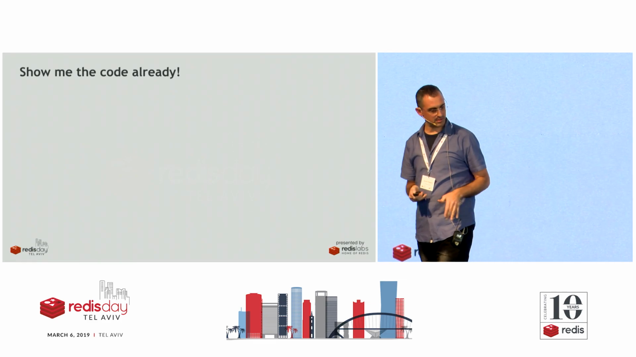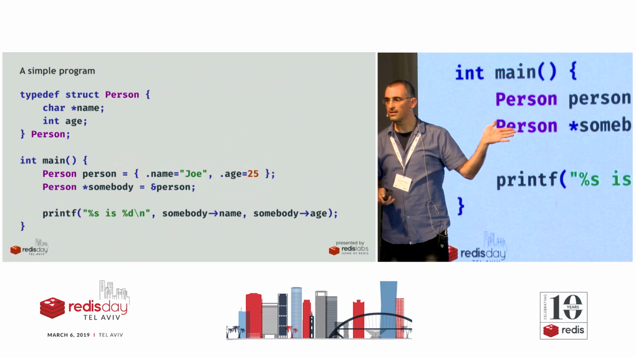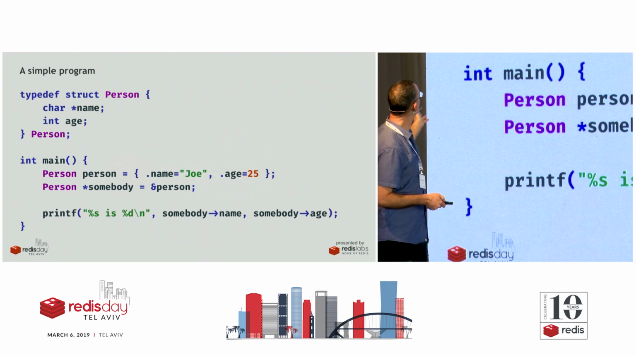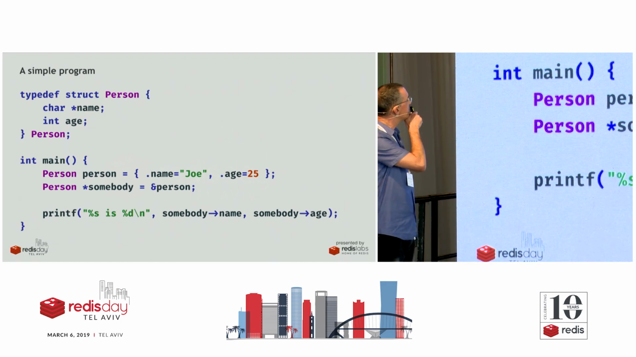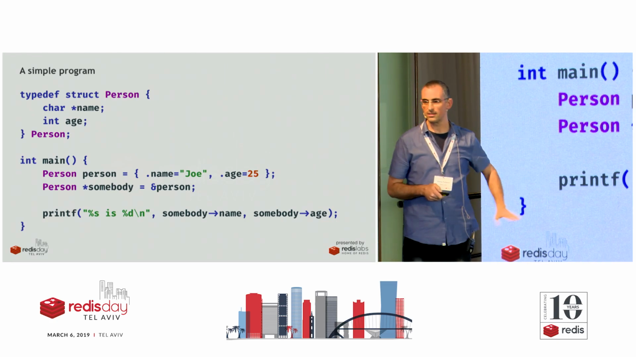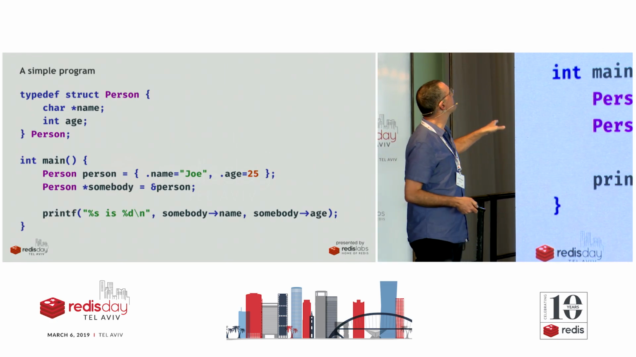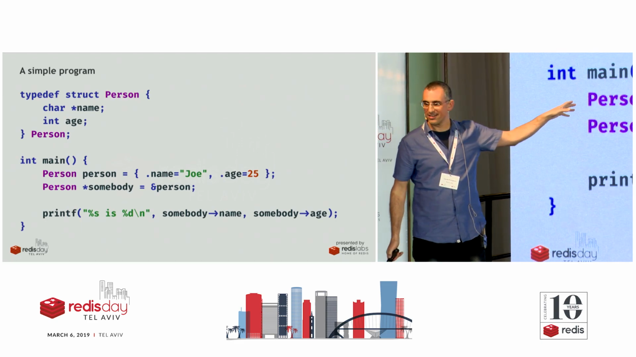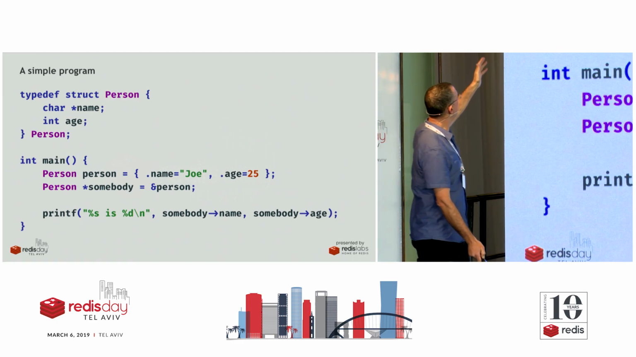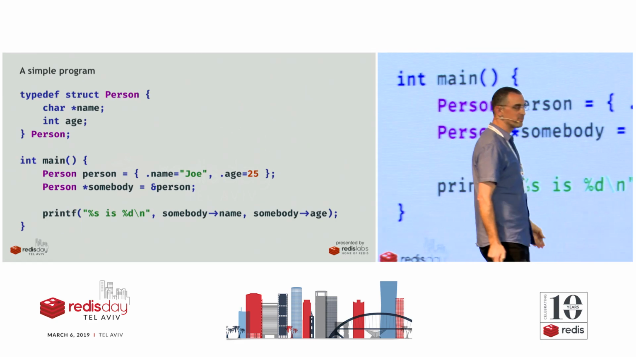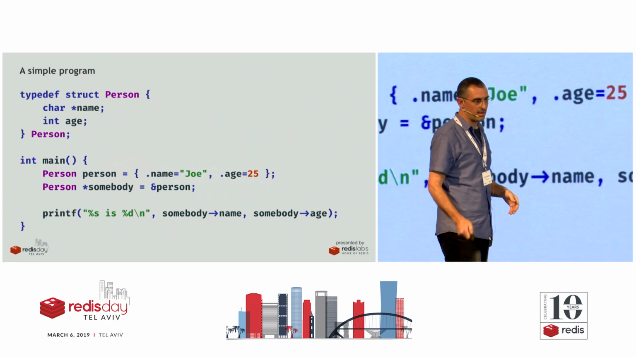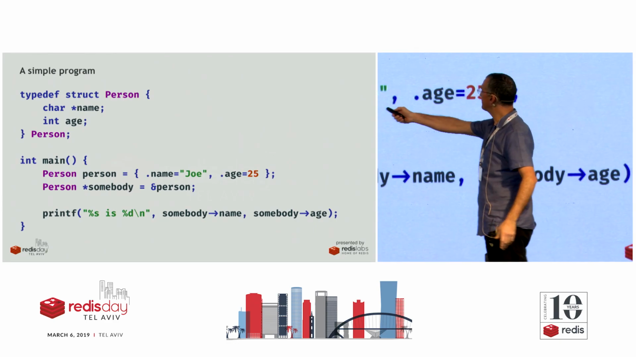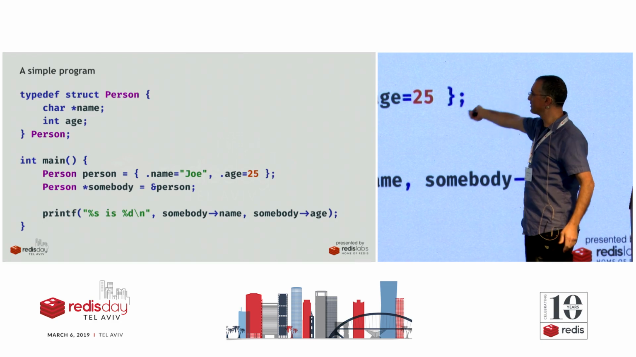Let's look at some Rust code. Does it look familiar? Yeah, looks like C to me, right? Yeah, that's because it is C, okay? This is not Rust. So we have a simple C program. We create a structure with a person in it. The person has a name and an age. And then we have a main program. We create an instance of the person called Joe, who is 25 years old.